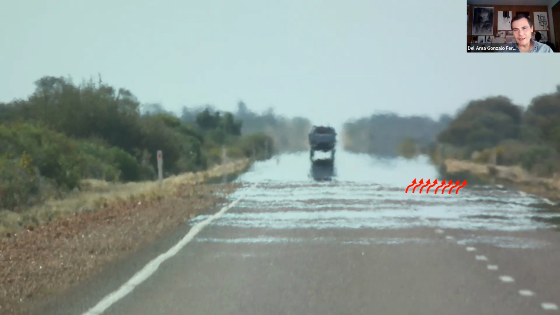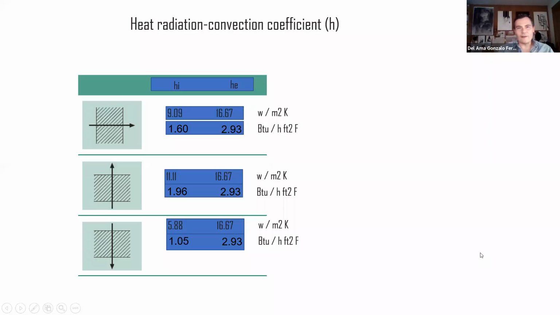Well, this is the effect of convection. So how can we measure that? Again, ASHRAE, the Bible of building science, provides us with these coefficients. So we have this heat radiation convection coefficient, and this is H. H is the heat radiation convection coefficient.